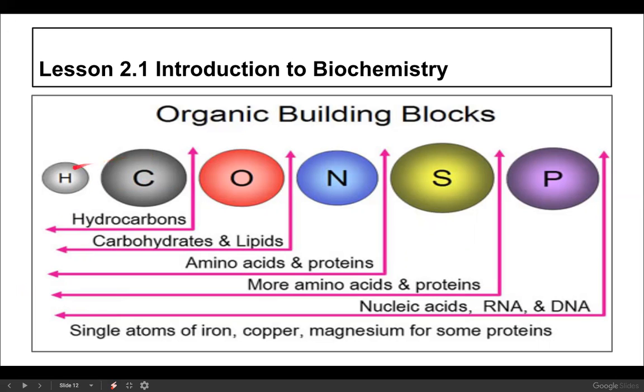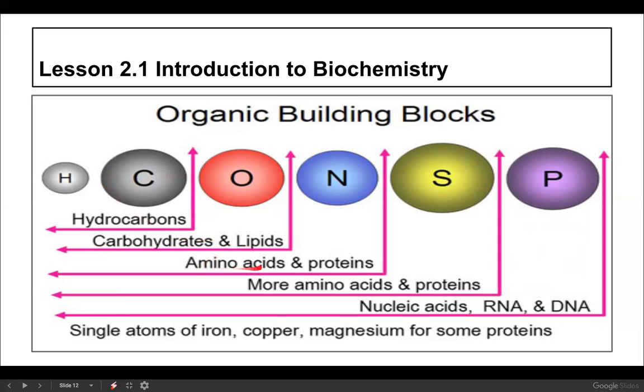Then you have your lipids, which are connected. All three of these atoms would be in your lipids. Generally you have a 1 to 1 ratio type thing going on. So C6H12O6. So you would have 1 carbon for every 2 hydrogens for every 1 oxygen. So carbon, hydrogen, and oxygen are found in these carbohydrates and lipids.